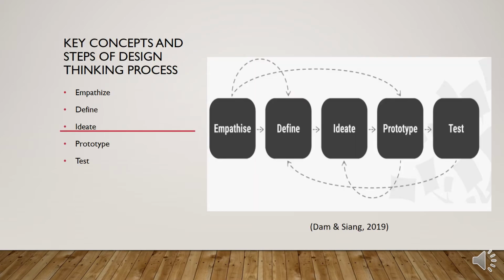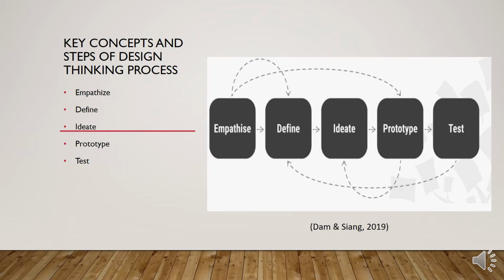So on this slide, I'm going to discuss the key concepts and steps of the design thinking process. There are 5 key concepts under design thinking. We have empathize, define, ideate, prototype, and test. So let me explain each and every step in this process. The first one is empathize.